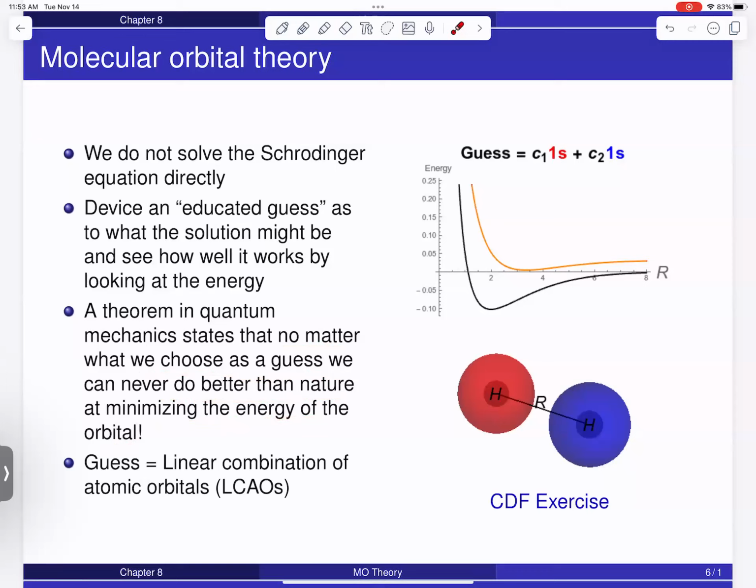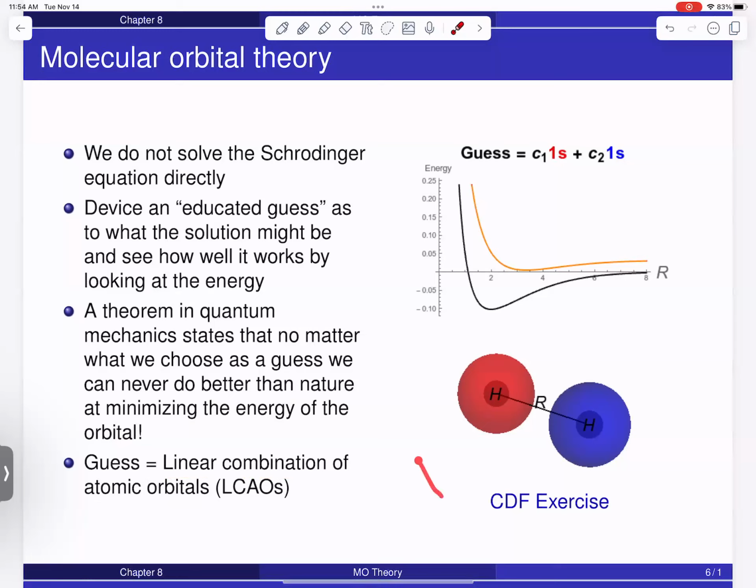But basically, we can pick any well-formed guess and modify that guess such that we minimize the energy. And the lower we minimize the energy, the better that guess will be in terms of representing what that molecule actually looks like. And so the guessing approach that we are going to use here is the so-called linear combination of atomic orbitals approach, or LCAO approach.